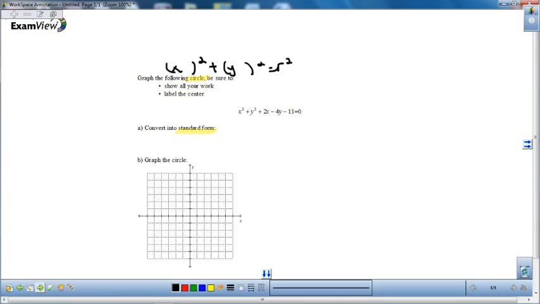So what I'm going to do is anything that has an x, put it together. Anything that has a y, I'm going to put it together, and notice that I added a blank because I know I'm going to have to complete the square twice. And then this negative 11, I'm going to add it to the other side.